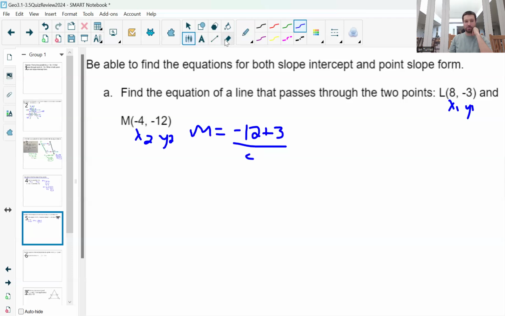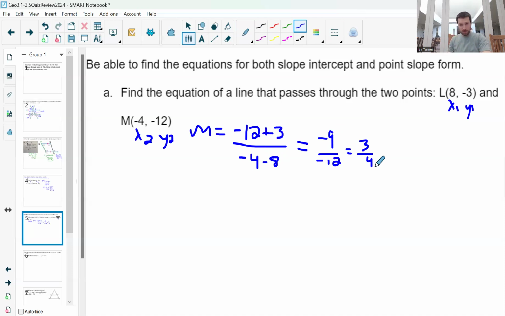Oops, sorry, I mixed those up. Got to do x2 first. So we have -4 minus 8. Have we seen this problem before? Looks familiar to me. So we get -9 over -12, and that simplifies to 3/4. Negatives cancel.